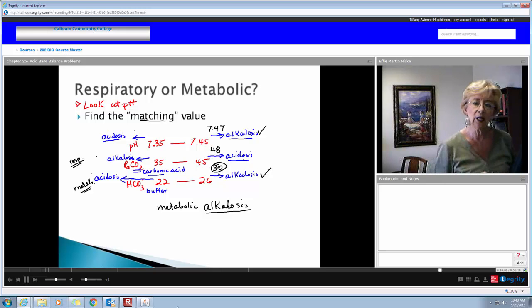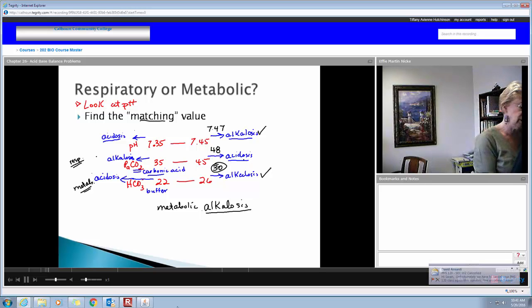Now, what do we do next? We look to see whether it is compensated or uncompensated, correct? Well, you go back up to your pH. You guys in nursing, it's out of range. It's what? Uncompensated, right?